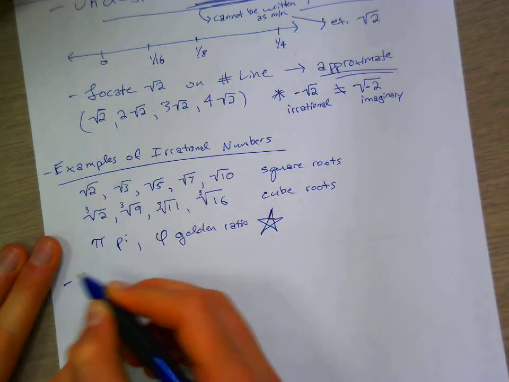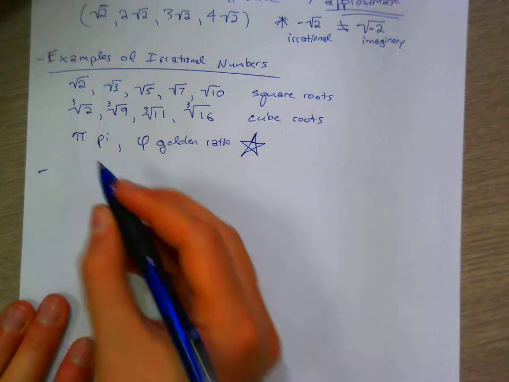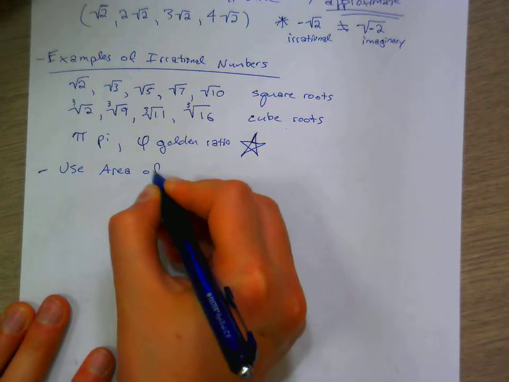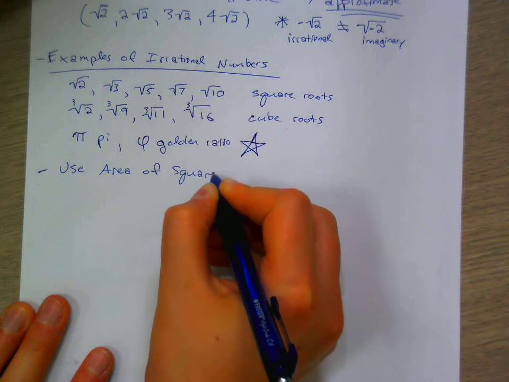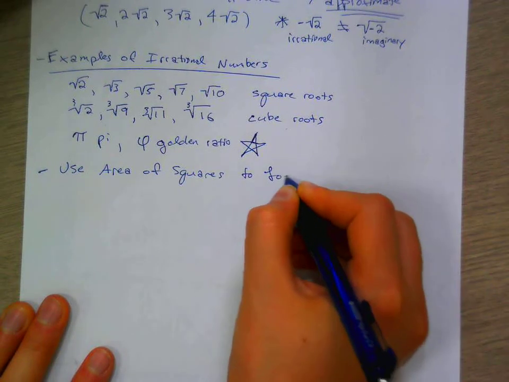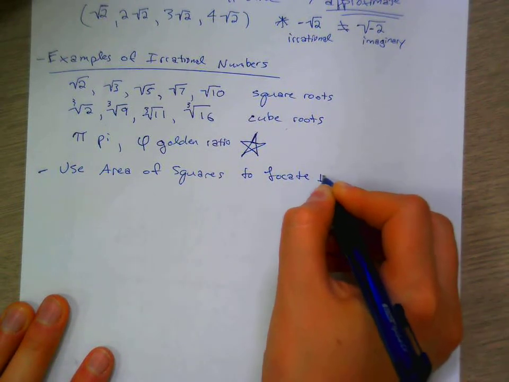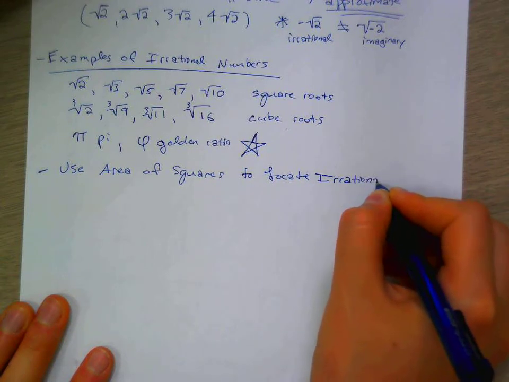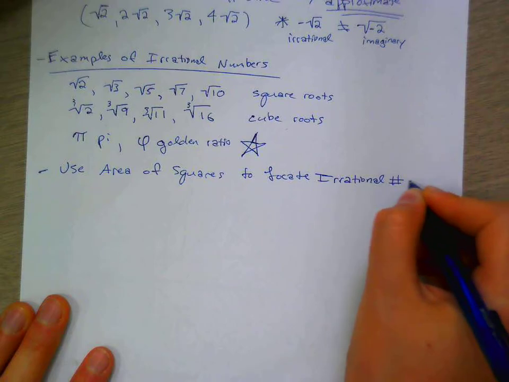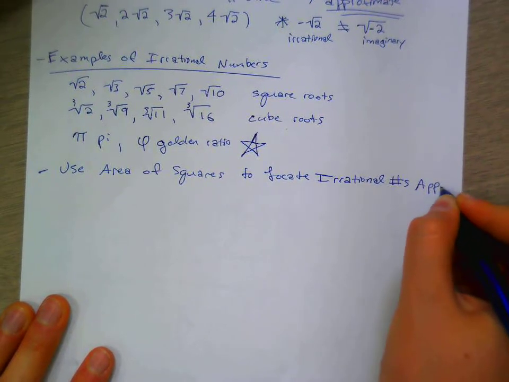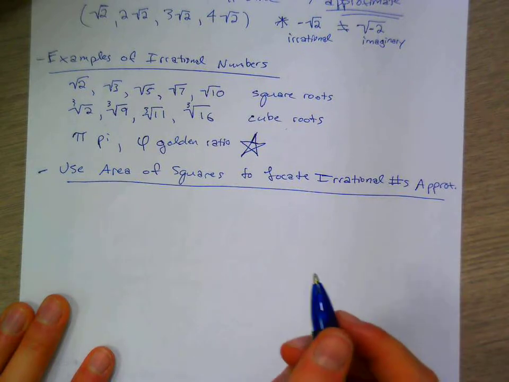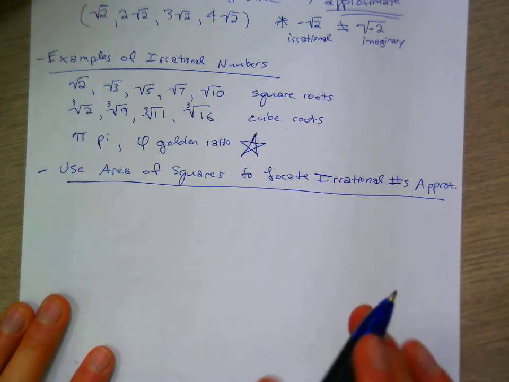Next part. Use area of squares to locate irrational numbers approximately. We are going to use the area of squares to locate irrational numbers approximately. That's the way we're going to do it.